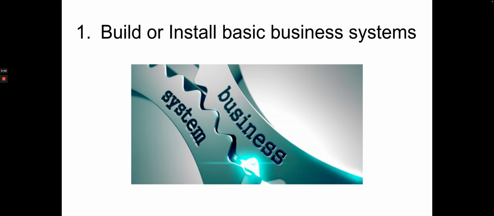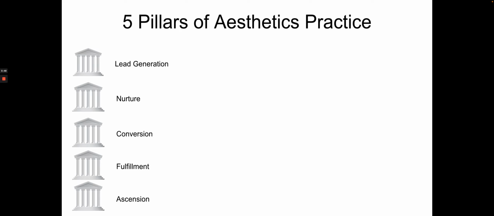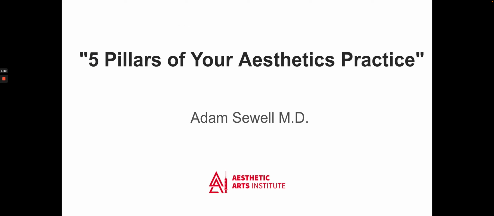So number 1, you want to build or install basic business systems. If you haven't already, we have a whole video called the 5 Pillars of Aesthetic Practice. These pillars are 5 systems that are 100% required to have a successful aesthetic practice. If you have these systems in place, if you have them running on their own, your life becomes much easier and your business starts to build itself because it develops a certain momentum. You can watch it, it's free. But look into getting those systems put into your business right away.